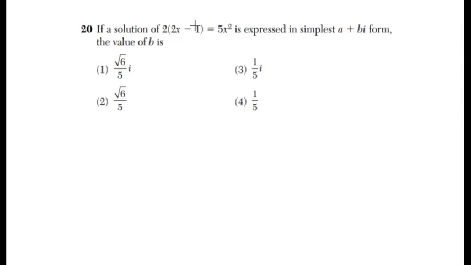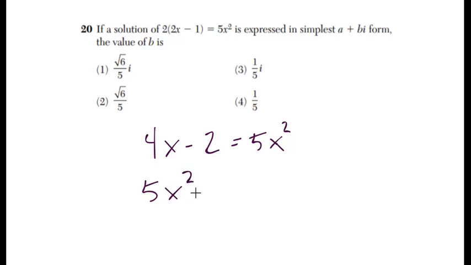So it looks like here we need to solve this equation and write it in the simplest form of a complex number, and we need to find the value of b. So basically, what number is attached to the i. Now, in this case, if we distribute, and all this should be relatively straightforward at this point, we get 5x squared. We need to solve this. We've got a quadratic. I'm going to get everything on one side: 5x squared minus 4x plus 2 equals 0. That's just me subtracting this and adding this.